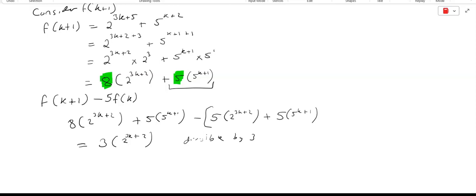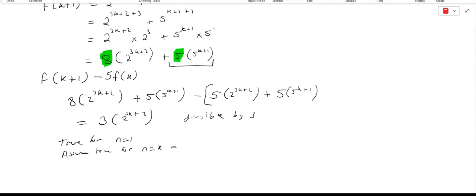And then that's that. You just make sure you do your conclusion nice and clearly, put all the facts in: it's true for n equals 1, assume true for n equals k, which implies that it's true for n equals k plus 1, and therefore by mathematical induction it's true for all n positive integers. Ignore the handwriting. Okay, so that's question 1.